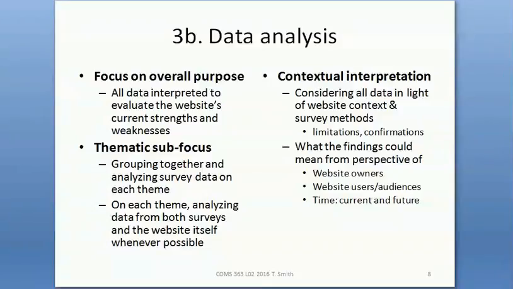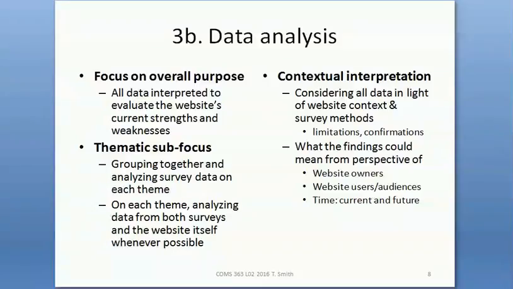Contextual interpretation, that's another task that you did. You considered not just the micro level of analysis of what a particular survey question yielded or what a particular page said, but you thought about the data in light of the context of the website, in light of the fact that the methods of the survey were of a certain type that pushed the responses in particular ways and not others. So here we have limitations and confirmations. And confirmations really means that, if your website survey says something, well, does the website itself confirm that data?